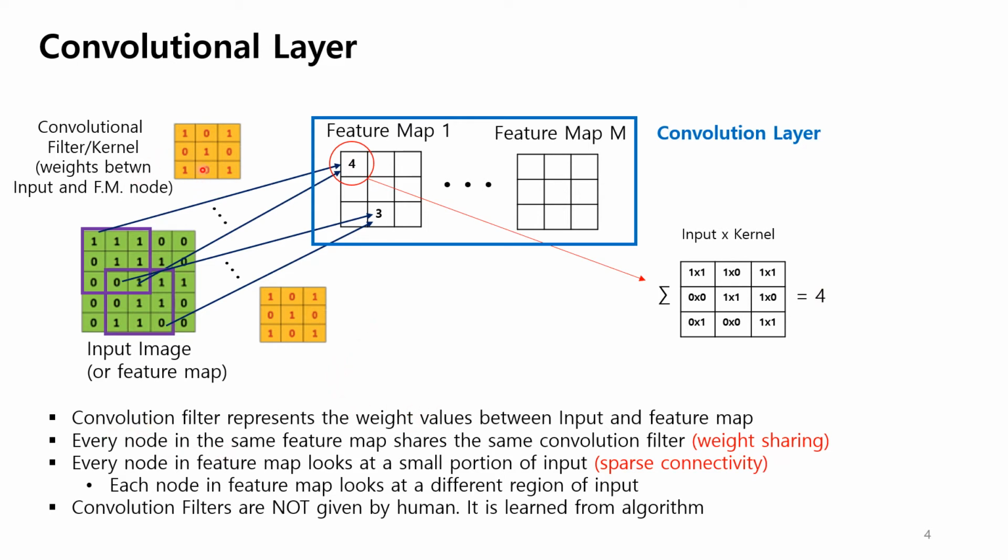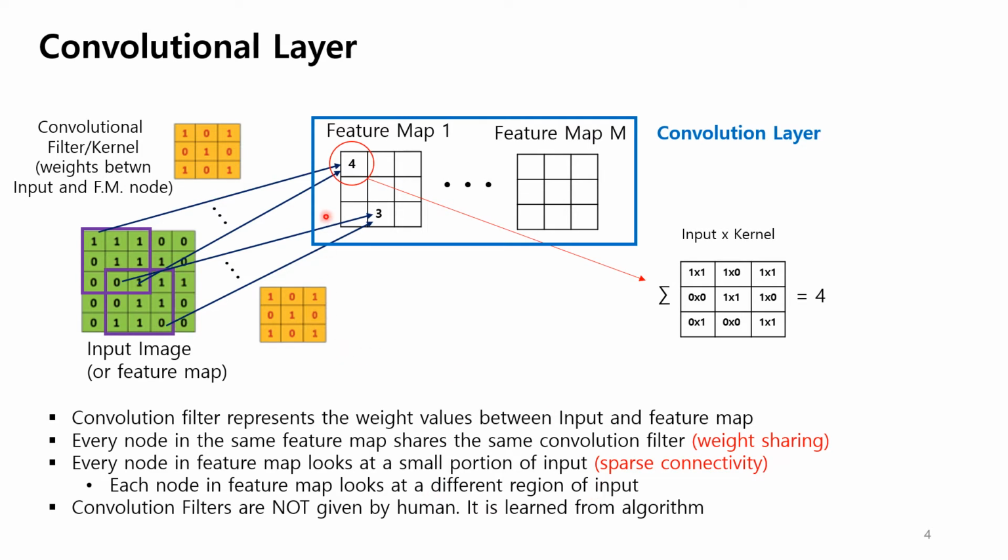So these weight values are sometimes called convolution filter or kernel. And every node in the same feature map actually shares the same weight values. It's called weight sharing. And every node in a feature map looks at a small portion of input, not the entire image. That's called sparse connectivity. And each node in a feature map looks at a different region of input.